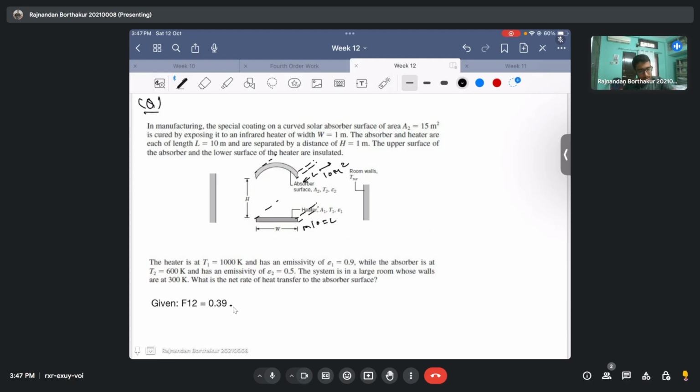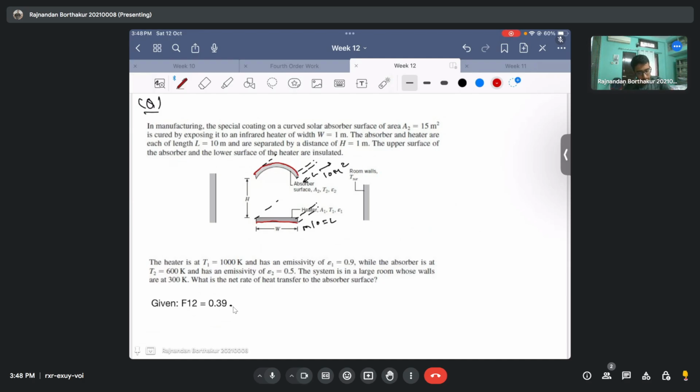Given that, what they now say is that the upper surface of the absorber and the lower surface of the heater are insulated, meaning the only way heat transfer can take place is in these directions only. That is, heat cannot escape in these directions and in these directions, which means that the upper surface of the absorber and the lower surface of the heater are insulated.